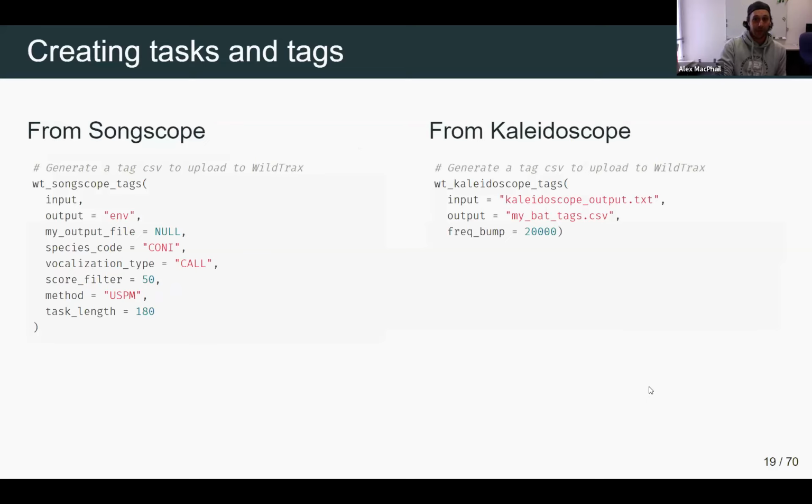So that's an alternative, but sometimes you've already got tags, say from a classifier output. No problem. WildTrax has got a couple functions that can help you out there. The WT song scope tags and WT kaleidoscope tags functions easily convert the classifier outputs from these different programs into tags, which you can then use manage upload tags to sync your data later. Just remember to make sure you upload your recordings into WildTrax first, and then the system can join both the recordings and the tag outputs that you get from these classifiers together in a project.